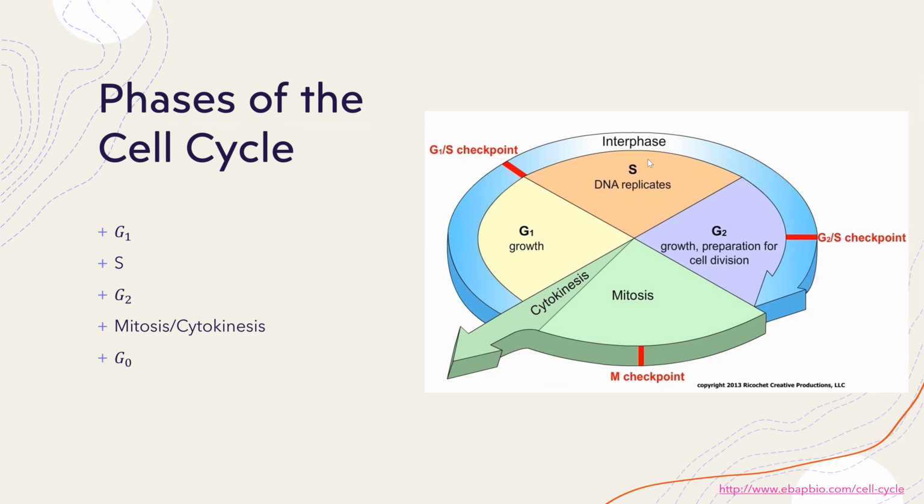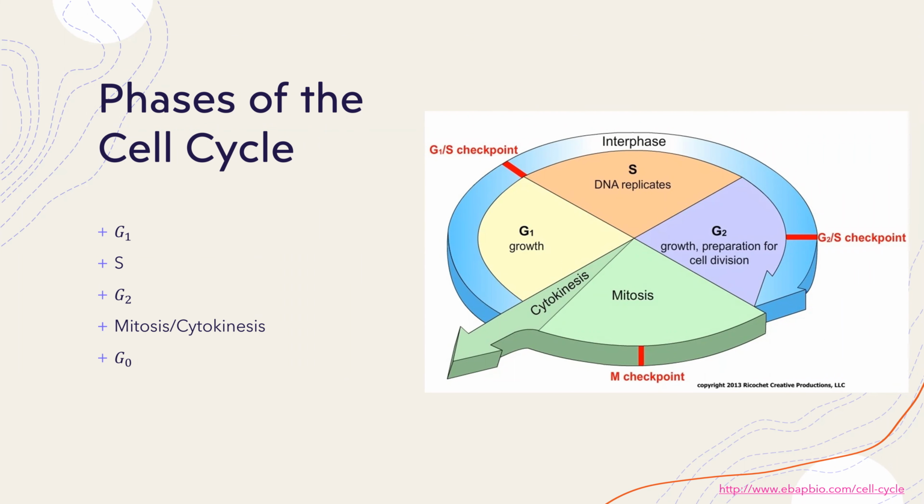Then we have G2, which is mostly a final stage of growth to make sure that the cell has enough resources to divide into two fully functioning daughter cells. It's also a stage where quality control occurs, just making sure that everything is ready for that division stage. Finally, we get mitosis and cytokinesis, and that's really what we're going to focus on today. That's where the cell divides all its chromosomes up into the daughter cells, and the organelles and the cytoplasm as well.